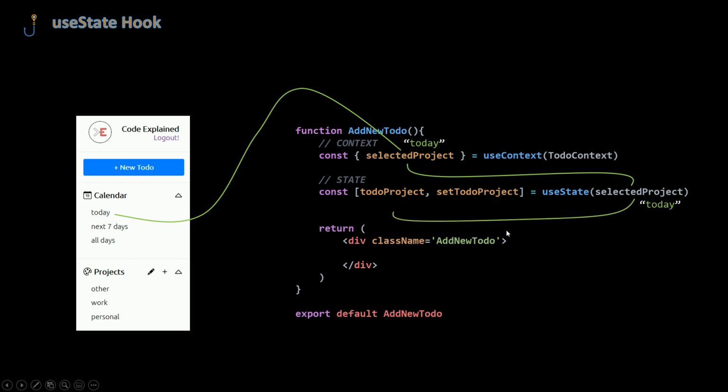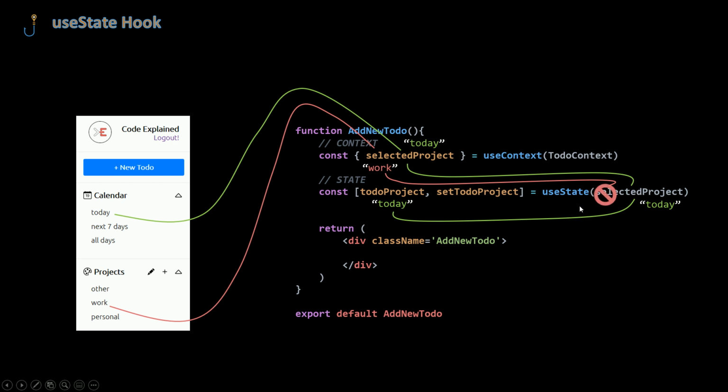So now at the very first render, remember, just the very first render, my todoProject here is going to be set to today. Now when I go and click on one of these projects, for example, if I click on work, then selected project is going to be changed. So we're going to render our AddNewTodo for the second time. So if I click on work, this will cause a re-render for my AddNewTodo component. So you may think that when I click on work, my selected project is going to be changed. Then I'm going to pass my new selected project work to useState and then change the value of my todoProject.